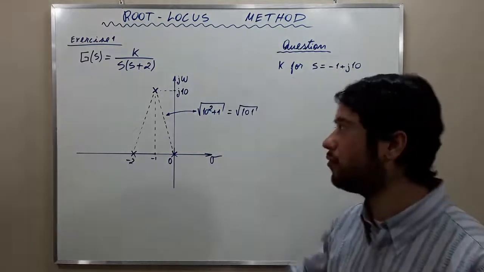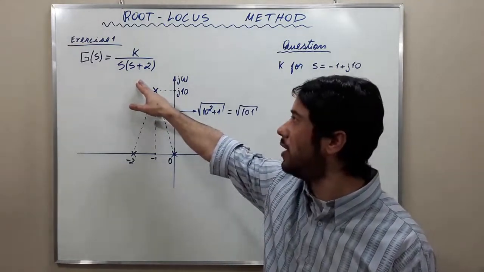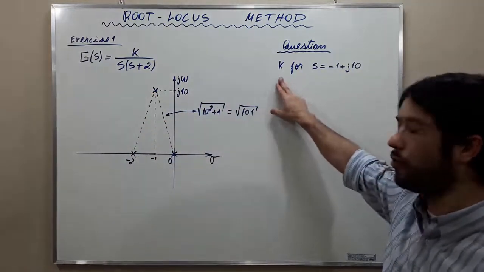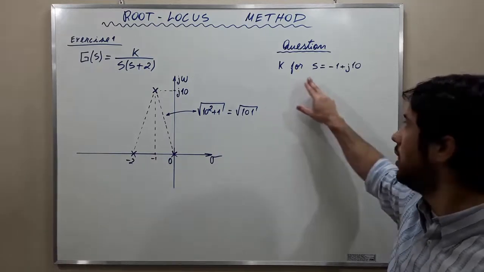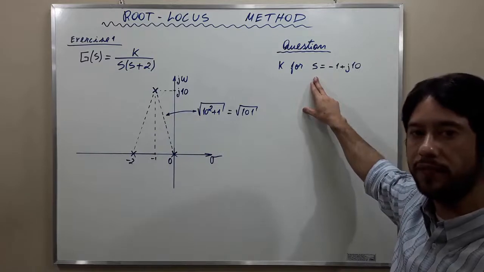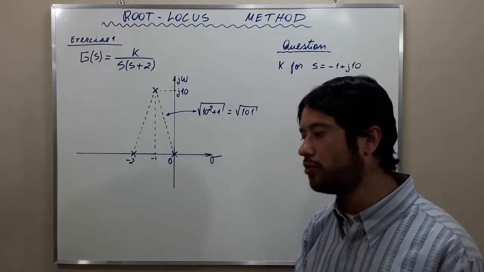Exercise 1 said that for a system with G(s) equal to K over s times (s plus 2), what is the value of K for which one of the closed-loop complex conjugate poles lies at s equal to minus 1 plus j10? Okay, my friends, this is the exercise. Let's go to the solution.